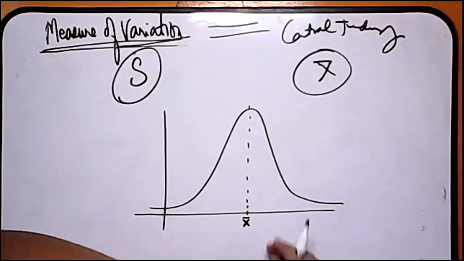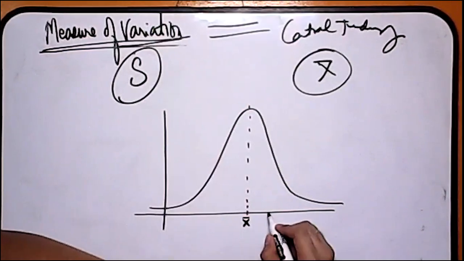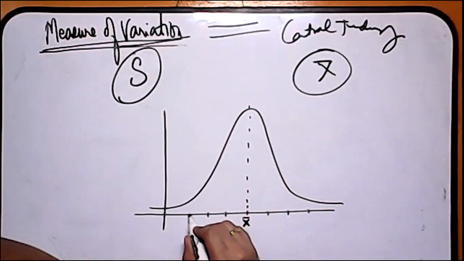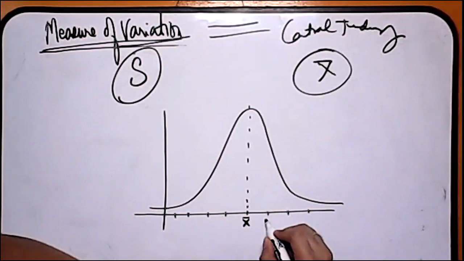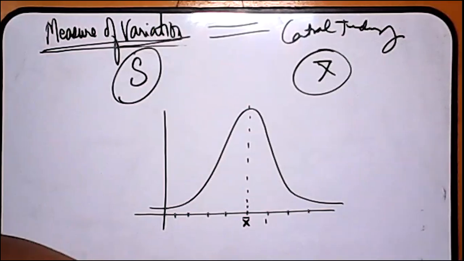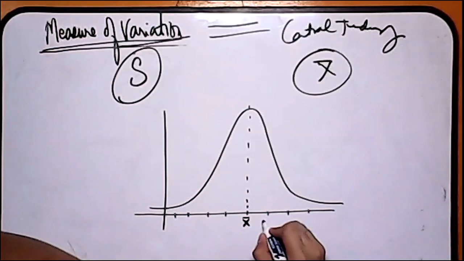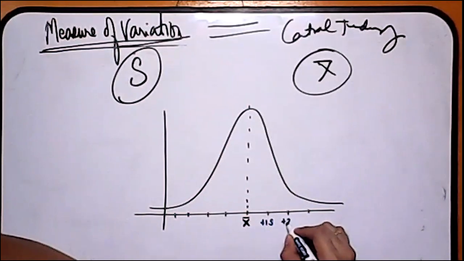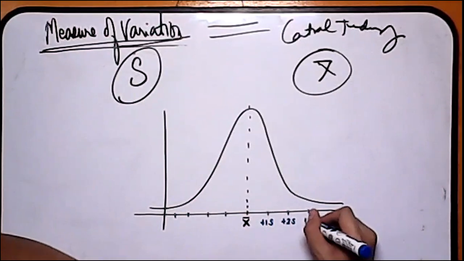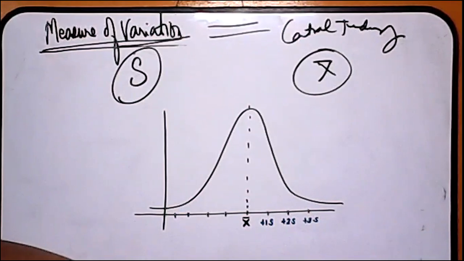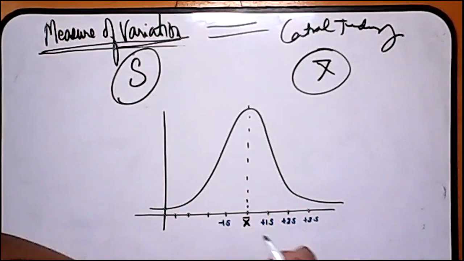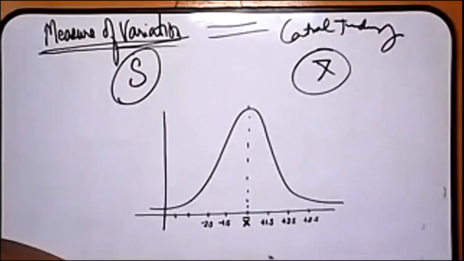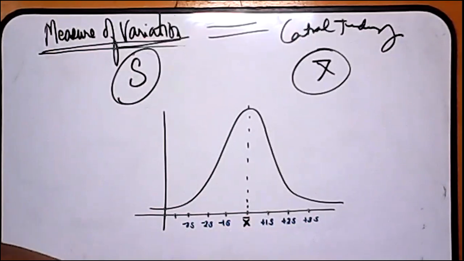Now, nasaan ang standard deviation? Ito ang standard deviation natin. Okay, if we draw another line from the mean, this is positive 1 standard deviation above the mean. This is positive 2 standard deviations above the mean. This is positive 3 standard deviations above the mean. This is negative 1 standard deviation below the mean. This is negative 2 standard deviations below the mean. And this is negative 3 standard deviations below the mean.